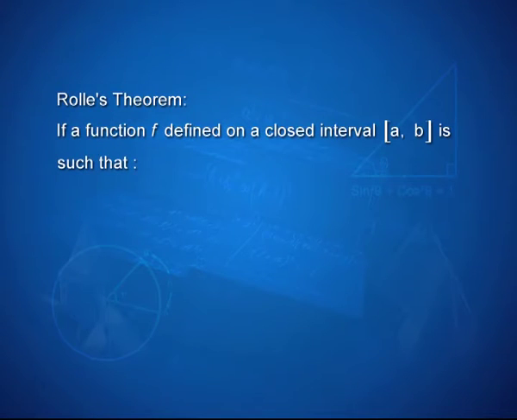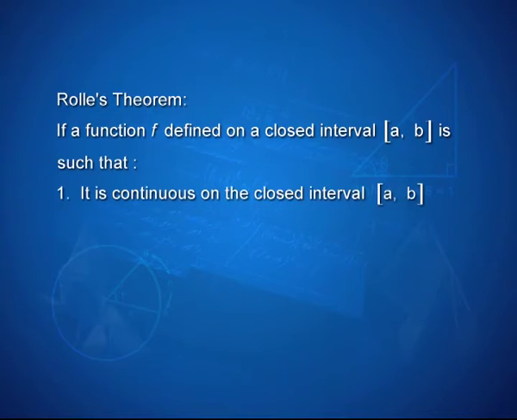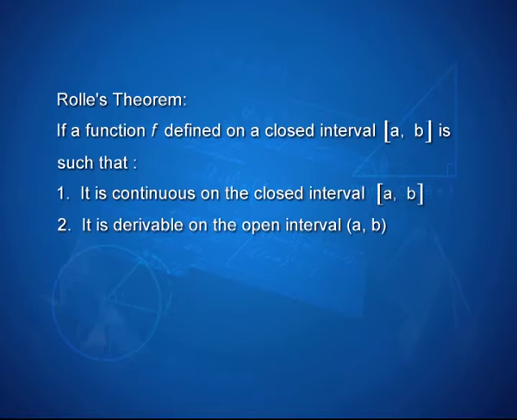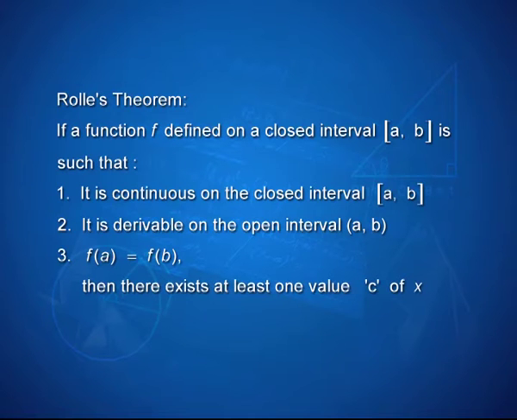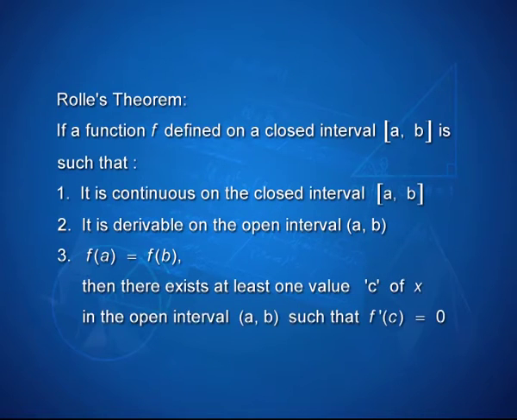if a function f defined on a closed interval a b is such that it is continuous on the closed interval a b, it is derivable on the open interval a b, and f of a is equal to f of b, then there exists at least one value c of x in the open interval a b such that f dash of c is equal to 0. Now, this theorem is a significant result, and the best way to understand this would be to look at its geometric interpretation and then see how simple this result is.